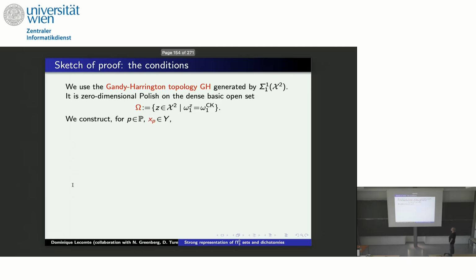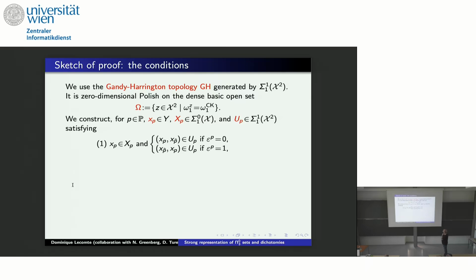So we construct for any pair P three different objects. We construct a point in Y, xp. We construct an effectively open neighborhood, capital XP of XP. And we will construct sigma 1,1 subsets of the product called UP, satisfying the following conditions. Well, the first condition is the witness for non-emptiness. So I already mentioned the first part. And the second part says that XP hat is in UP, or vice versa, depending on epsilon.